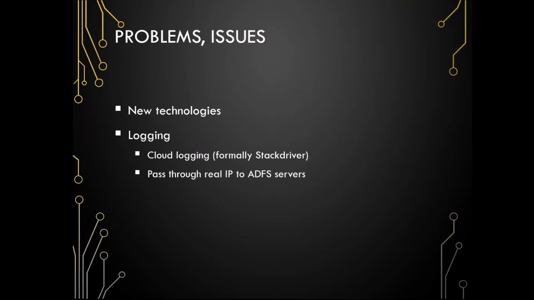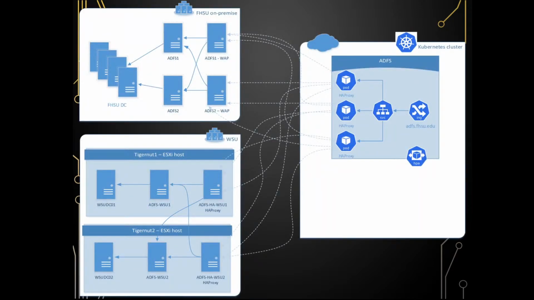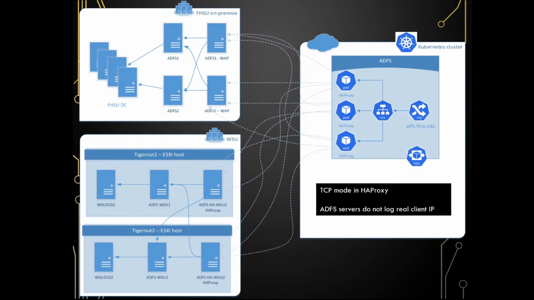Another issue we encountered with logging is passing the real client IP address to the ADFS servers. As Livia mentioned earlier, we had that pyramid of load balancers, a whole bunch of HA proxies at different levels. At first we decided to use TCP mode for the HA proxy servers, because if we were to use HTTP mode, it's kind of a pain to manage so many different HTTPS certificates on each one. As a result of the TCP mode, we could not perform any HTTP header manipulation. However, that resulted in ADFS servers just logging the last load balancer's IP as the source address.